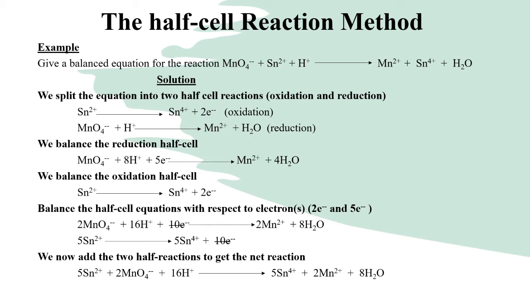From our equation, oxidation means loss of what? Electron. So our tin loses electrons to become what? Sn4+. While on the reduction side, permanganate loses oxygen to become what? Manganese. We balance the half-cell equation.